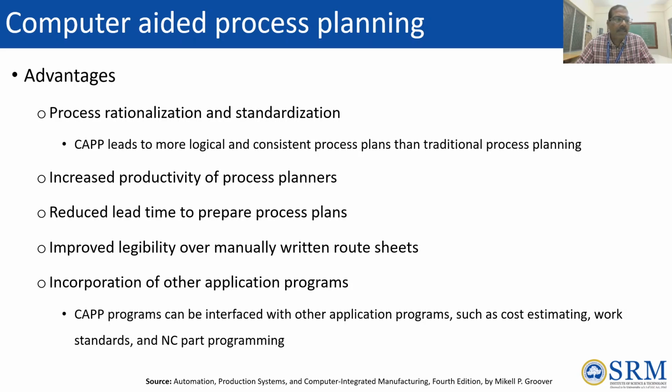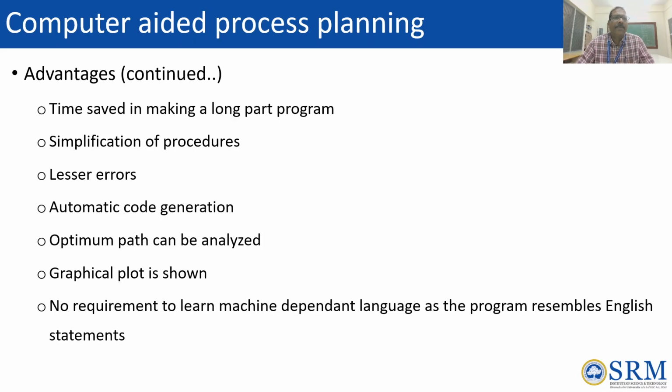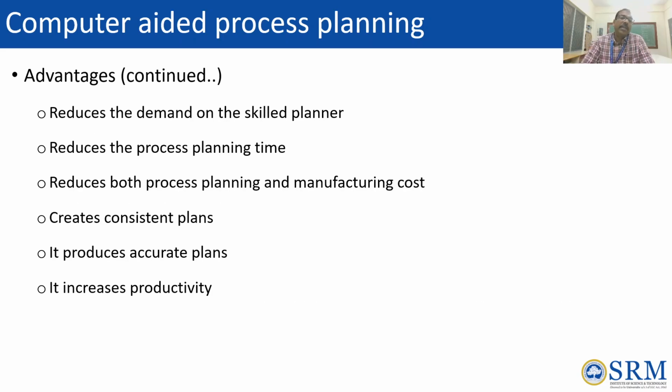Cooperation, like collaborative work, is possible, and it saves lots of time for making a long part program, reduces the procedure, minimizes the error, and creates automatic code for toolpath or for machining. And we can also do some kind of background analysis so that we can obtain an optimal path, and it can be visualized in a graphical way. Okay, and it also reduces demand on the skilled planner. For computer programming we need everything, but the number of skilled laborers can be minimized.